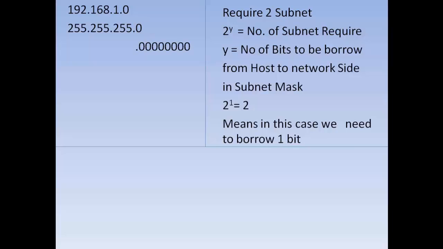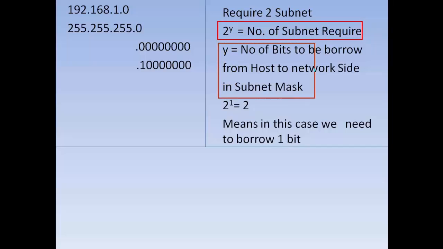By default, these all are ones, meaning network bits, and this is the host bits. So I borrow 1 bit from the host portion to the network side. Hope it's clear to you. Very simple formula, nothing complicated here. Whatever subnetting you are doing, you have to keep in mind this formula: 2 raised to power y, y being the number of bits to be borrowed from host to network side in a subnet mask.